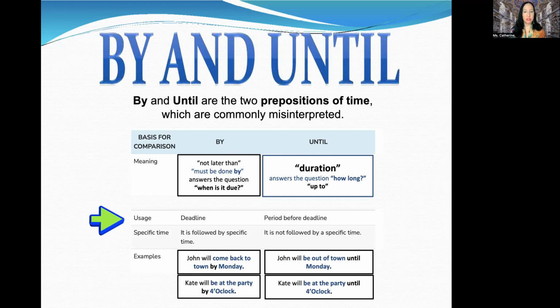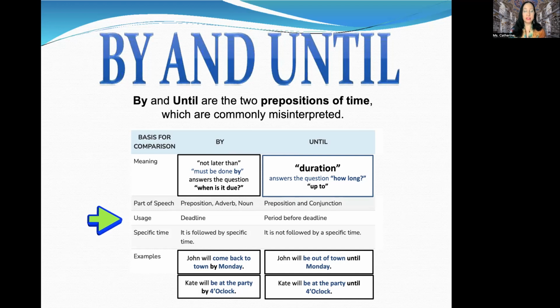So what you really just want to learn and remember is that we use the word by for meaning not later than, must be done by, and it answers the question, when is it due? Okay, think of deadline. Until, we can replace it with the duration or during or up to. It answers the question, how long, okay?